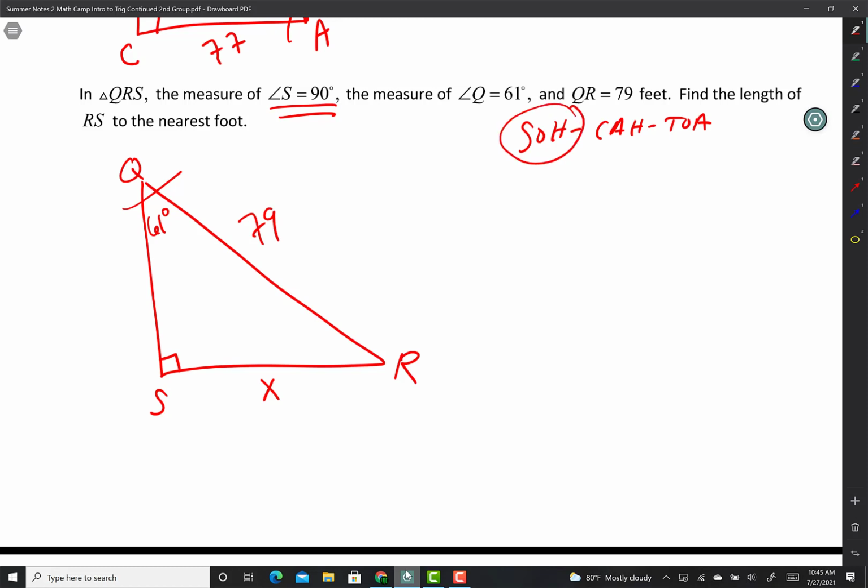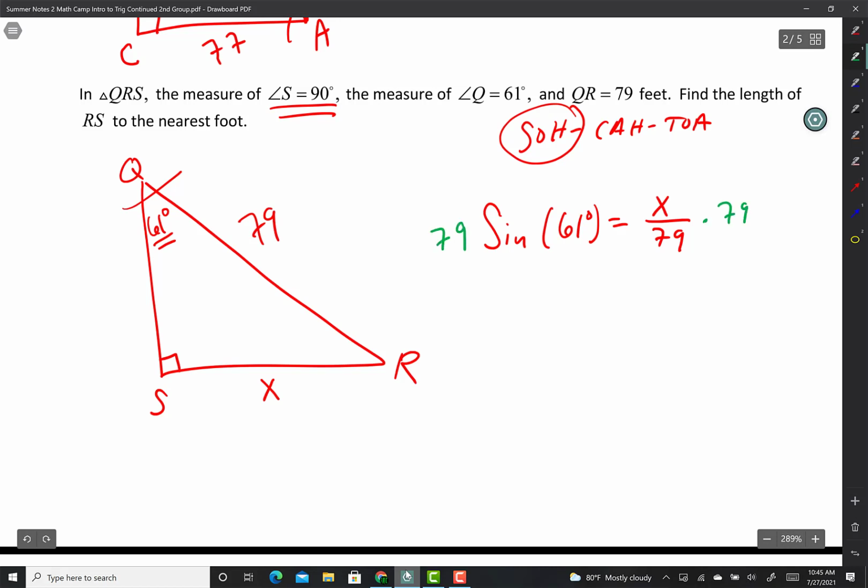Do you guys see that? So you're going to write sine, and you have an angle this time. That angle is 61, so type that in there. Equals X over 79. You're actually going to be doing this a lot in physics. A lot actually, like so much, and you're learning it now. So, how do I get the X by itself? You just multiply this side by 79. Whatever you do to one side, you do to the other. So 79 sine of 61 degrees equals X.